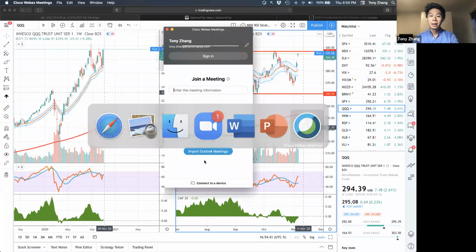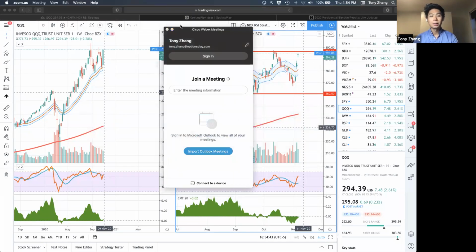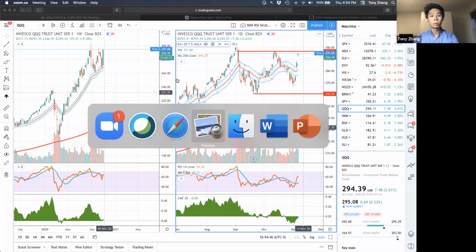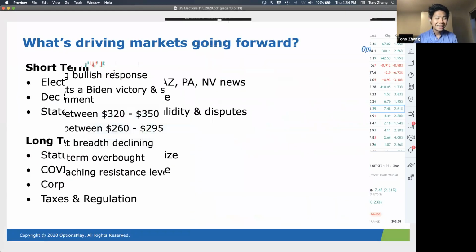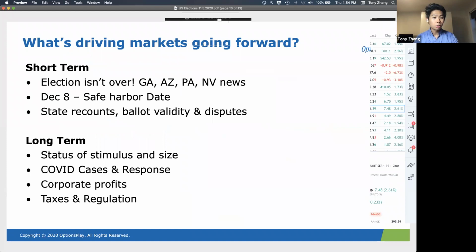But like I said, the outcome of the election, in my opinion, is unlikely going to affect the markets substantially going forward. Long term, what's more important is the stimulus and the size of the stimulus. I think with a Biden, with a split government, you're likely going to see a smaller stimulus, somewhere in the 500 billion to maybe 1.2, 1.5 trillion dollar range. And the size of that stimulus, in my opinion, will have a much greater effect on where markets will be on December 8th or going forward than anything else.